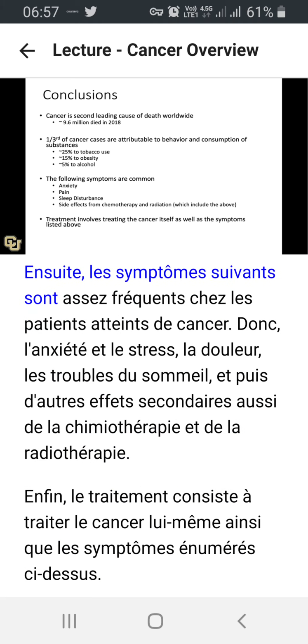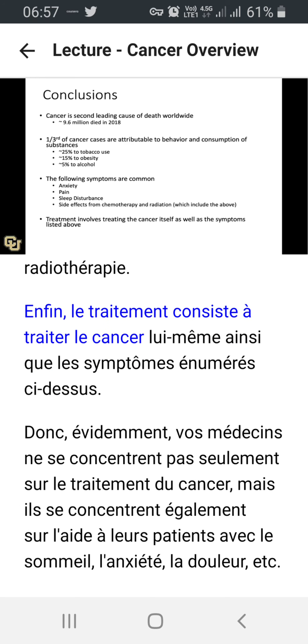And then the following symptoms are quite common in cancer patients. So anxiety and stress, pain, sleep disturbance, and then other side effects also from chemotherapy and radiation. And then finally, treatment involves treating the cancer itself as well as the symptoms listed above. So obviously your doctors are not just focused on treating the cancer, but they're also focused on helping their patients with the sleep, anxiety, pain, etc.